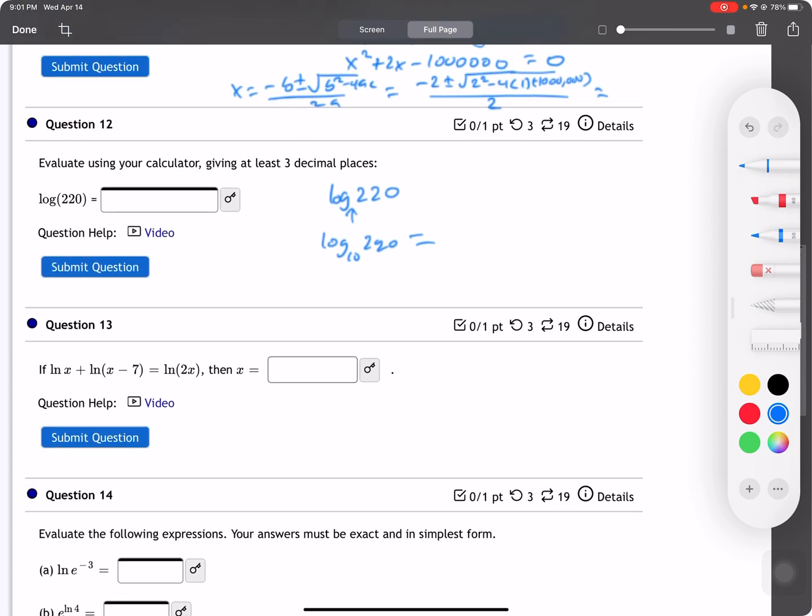Next problem here, I see a bunch of logs everywhere. Natural log x plus natural log of x minus 7 equals natural log of 2x. Now, we can't just get rid of natural logs because we have a bunch of them on every side. We have to first combine them.